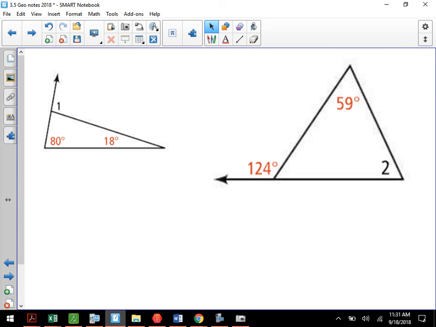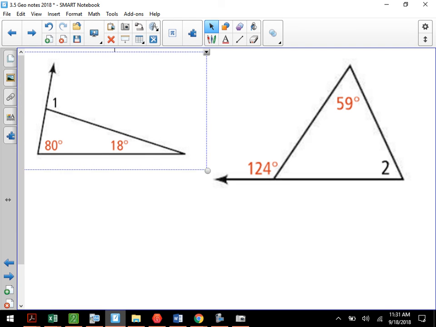Back to the exterior angles. If I wanted to figure out what angle 1 is, and then what angle 2 is, do you think you can figure that out? Take a second to figure that out. Remember the rules here. So what's angle 1?